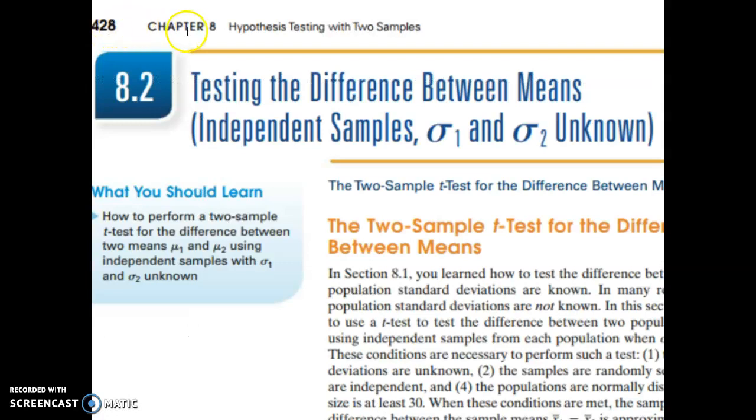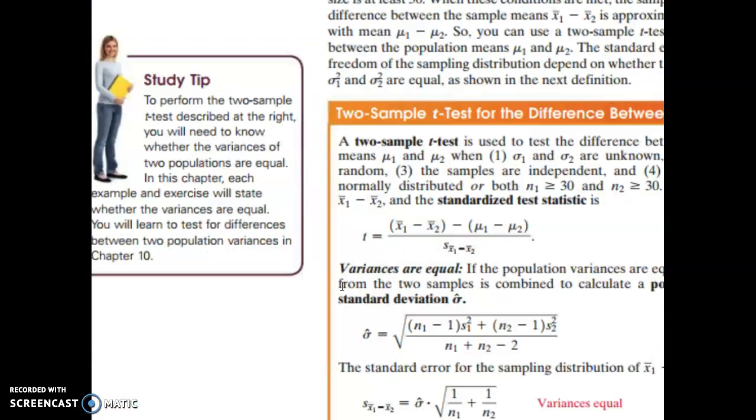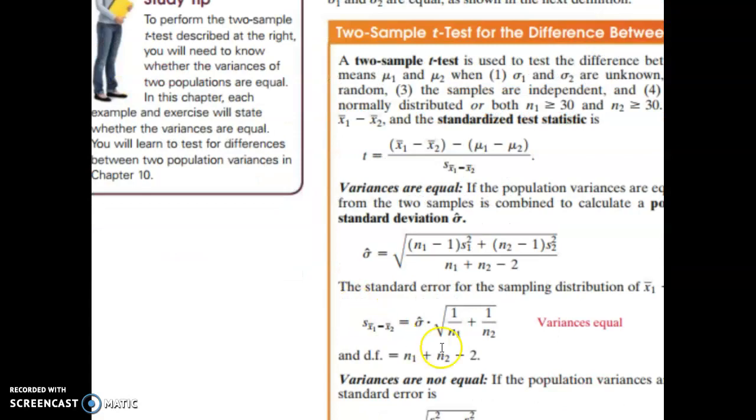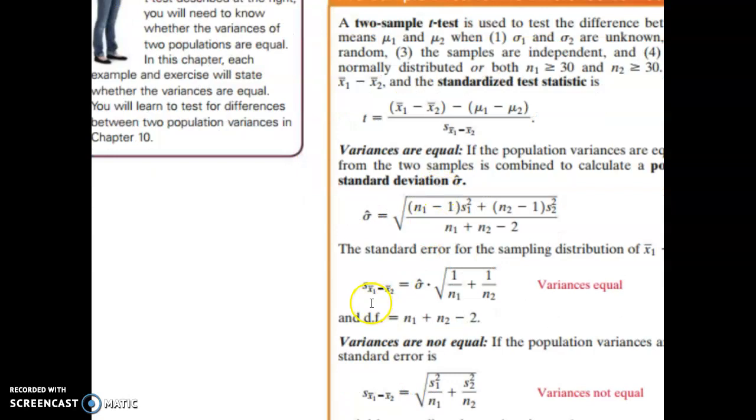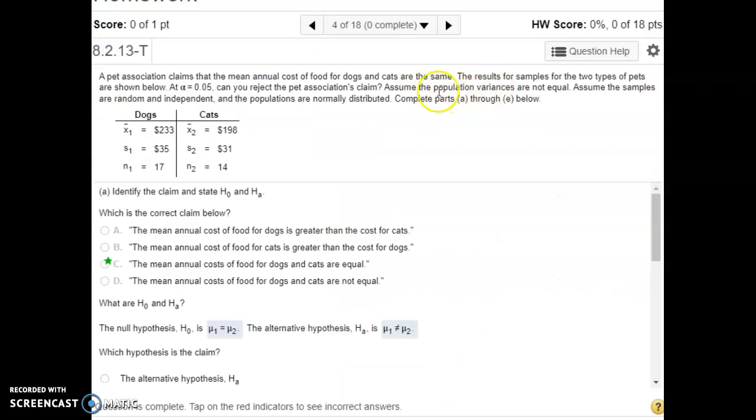For situations like this, where the population standard deviations are unknown, we will be using the t-distribution in our calculations. And there's also one other important thing we always need to check: whether we're assuming the population variances are not equal or if the population variances are equal. And this formula will be showing up in our test statistic. There are two different ways of calculating it depending on which situation we have. In this problem, they're assumed to be not equal, so we'll be using this. Right here it says assume the population variances are not equal.